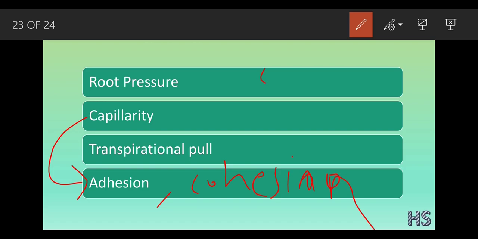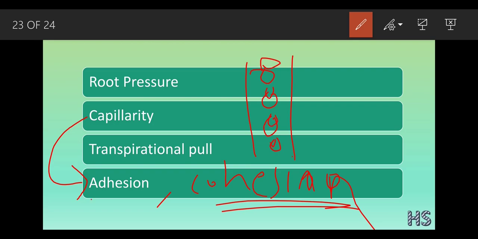Cohesion means the water molecules stick to each other like this. Why do the water molecules inside the xylem stick to each other? So that it can maintain the inflow of water in the plants, so that the plants can easily survive. There should not be any kind of deficit of water inside the plants. If there is a deficit of water, the plants would die. So cohesion means the water molecules stick to each other.